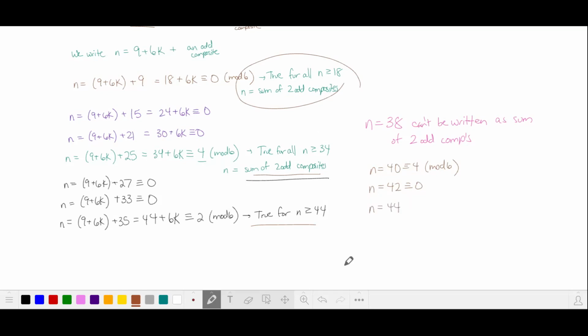And when n is equal to 44, all of these other mod 6 residuals greater than or equal to 44 are also going to be written as the sum of two composites. Therefore, we know for sure that our maximum value is 38.